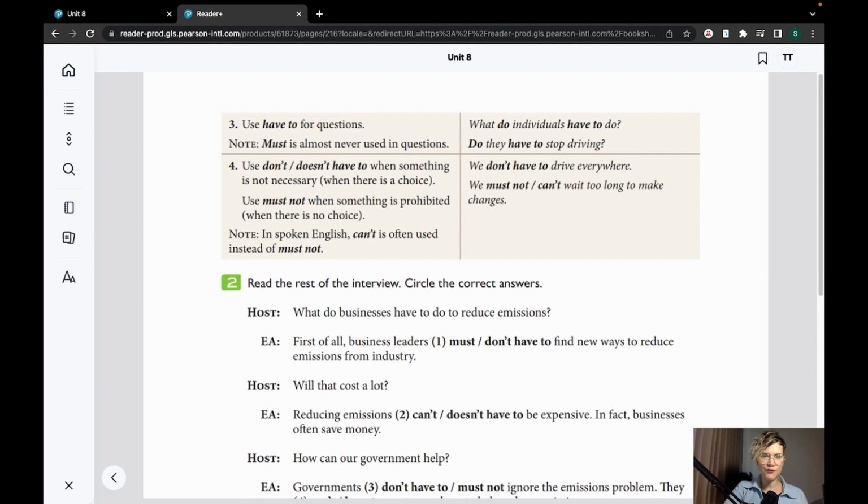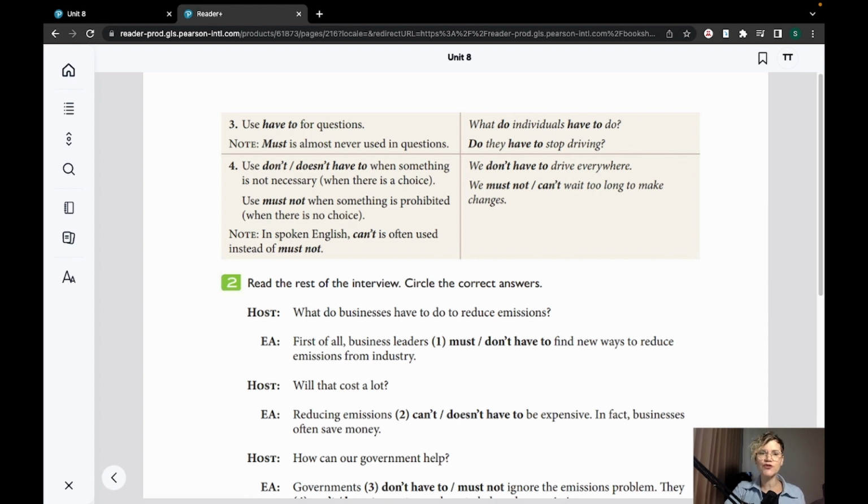Use have to for questions. What do individuals have to do? Yeah, so notice must is almost never used in questions. So when you do formulate a question, use have to. Do they have to stop driving? Yeah, you don't say, do they must? That's weird. No, we don't do that.